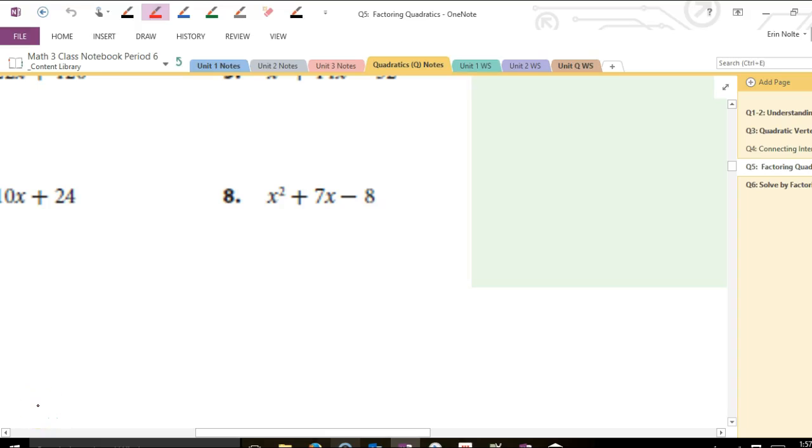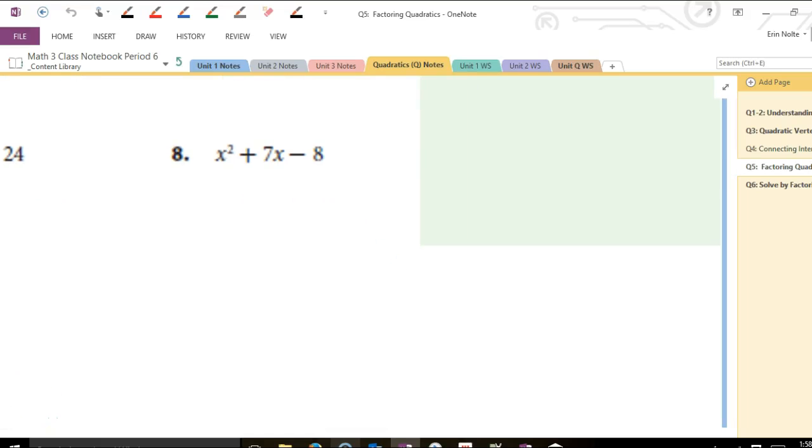Okay, so this is the way this method works. What you're going to do is look at the last number and the middle number. The last number is -8. The middle number is 7. So you're going to figure out which two numbers multiply to the last number and add to the middle number. So what two numbers can multiply to -8 and add to +7?